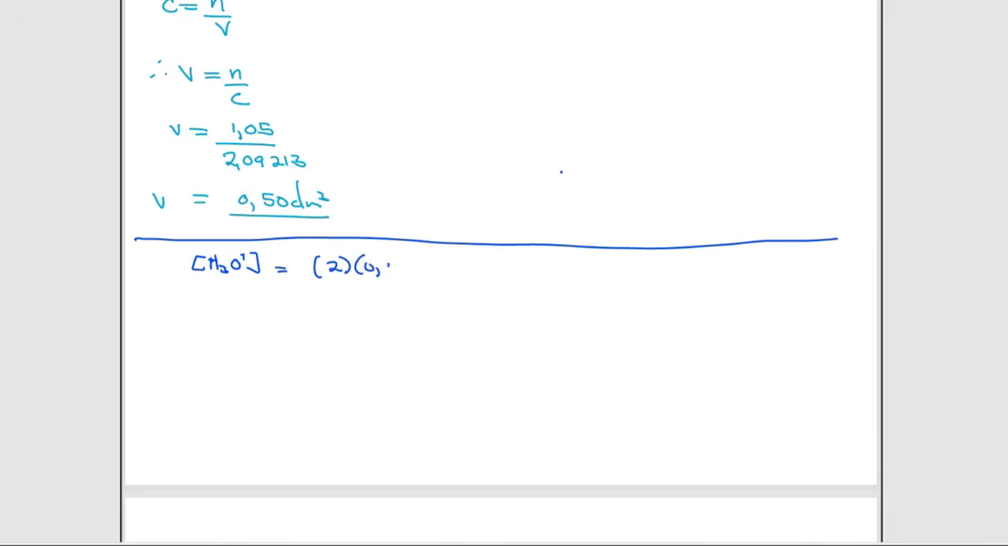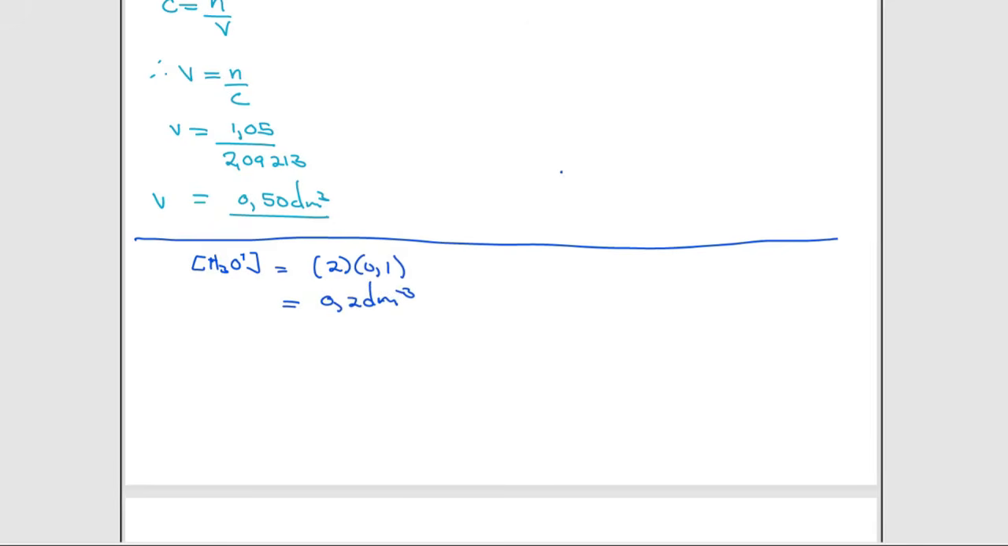Is 0.1, right? So I'm going to multiply by 2, because remember, your sulfuric acid is a diprotic acid. It means it can donate 2 protons. That's why I'm multiplying by 2 for those H+ ions, or H3O+ ions, right? So if I do the multiplication there, it's going to give me a value of 0.2.